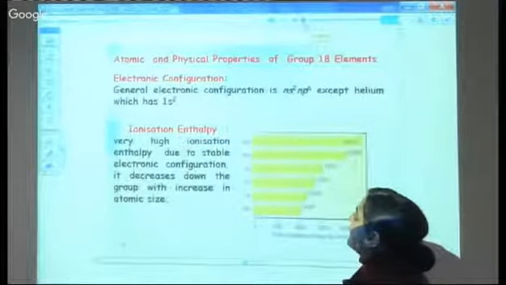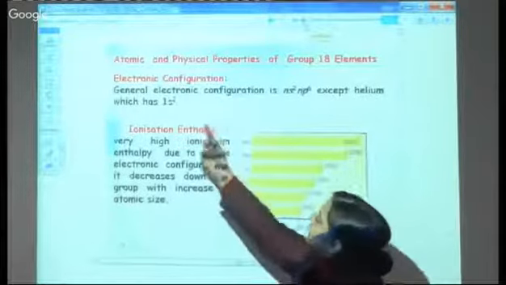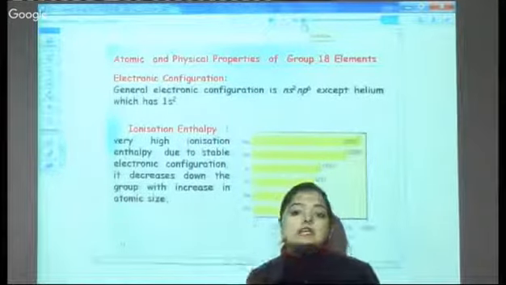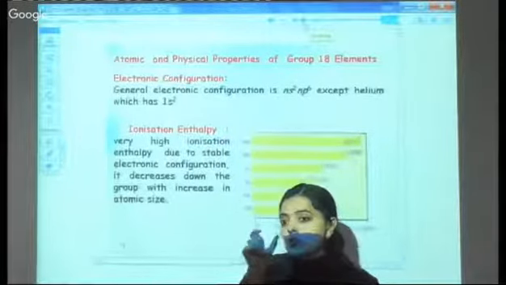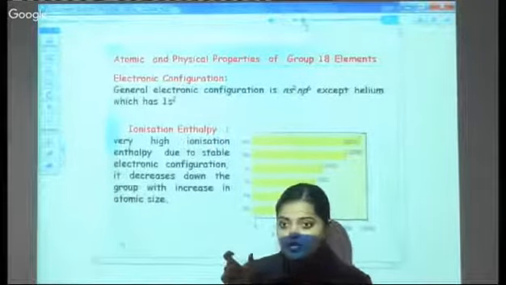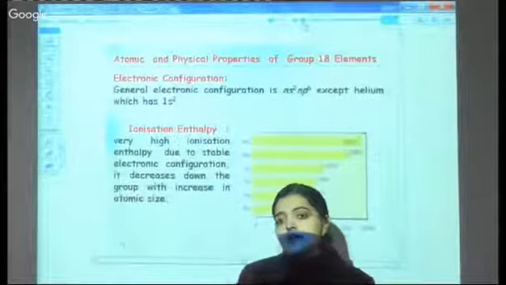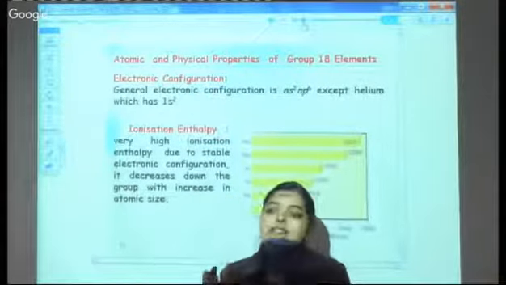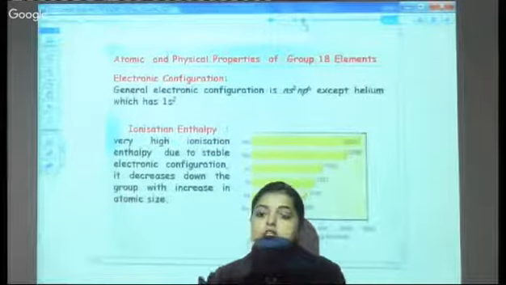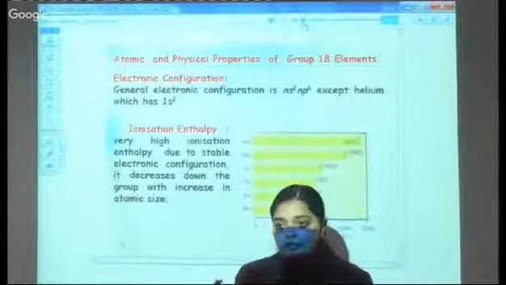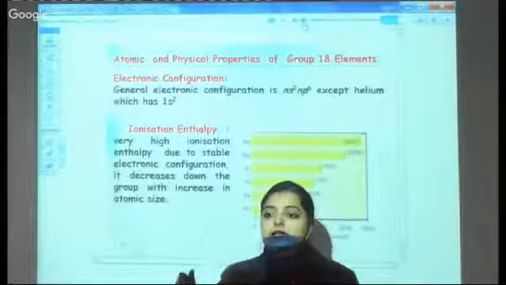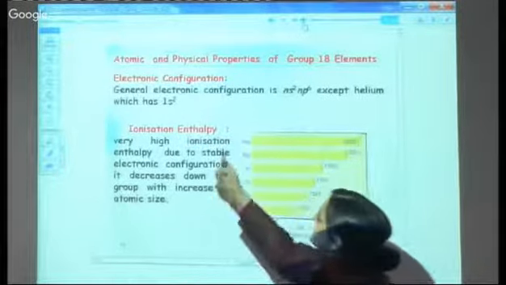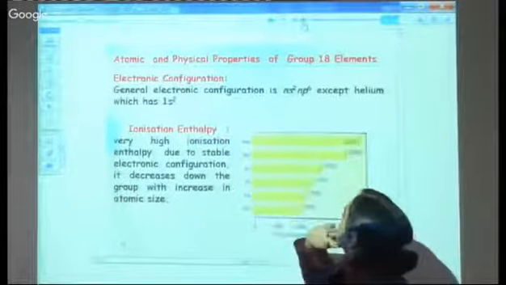Now, atomic and physical properties. The electronic configuration: only helium has a 1s2 configuration. The rest of the inert gases have ns2 np6. The p orbital is not there for helium. Rest all have an s2 p6 configuration. Only helium has a 1s2 configuration.